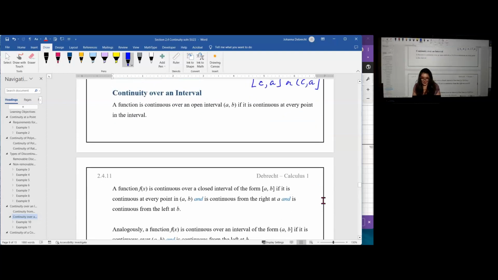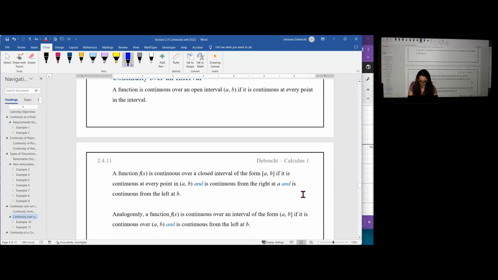If we have an open interval from a to b, not including a and not including b, it's not saying anything about the continuity from the right of a or the left of b. But any value that is not a or b, but is between them, it is continuous there. Now, if we're looking at an interval that's closed at both a and b, then it's continuous from the right at a, from the left at b, and at every point between a and b.